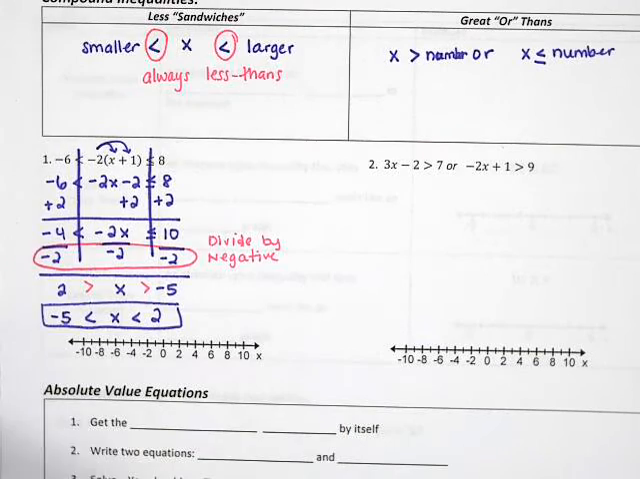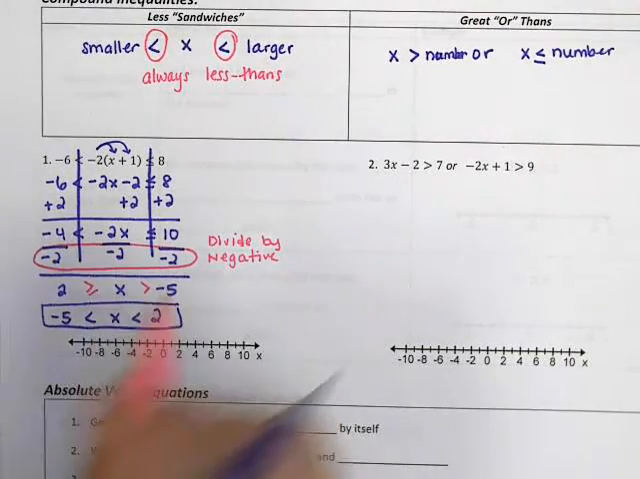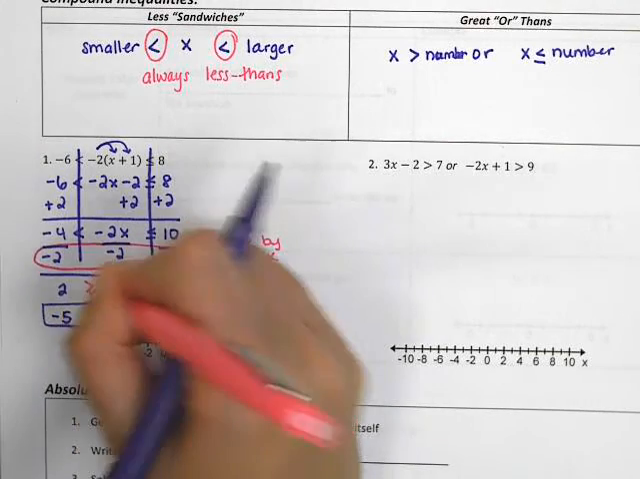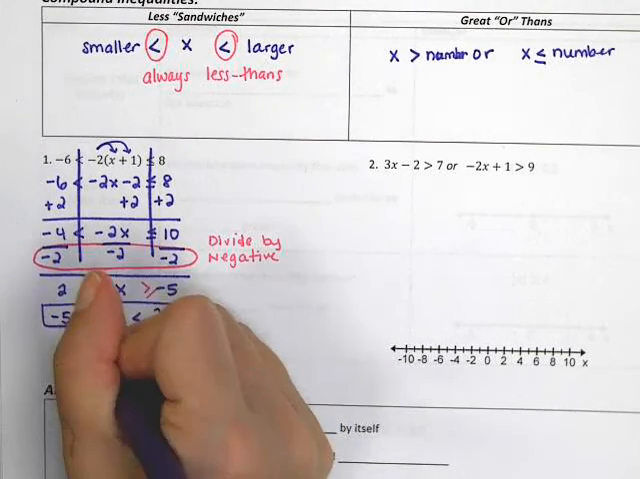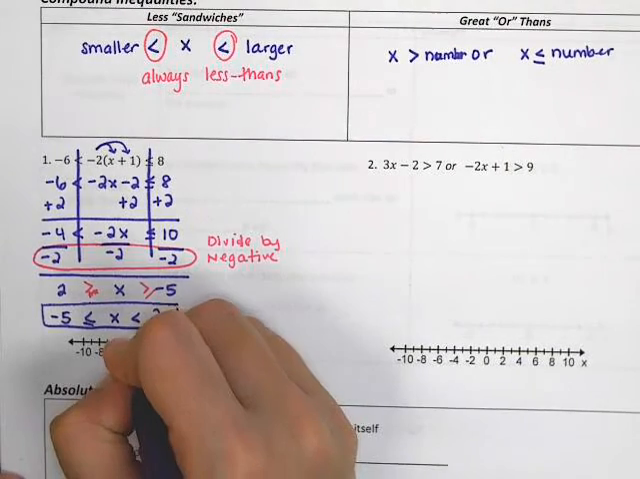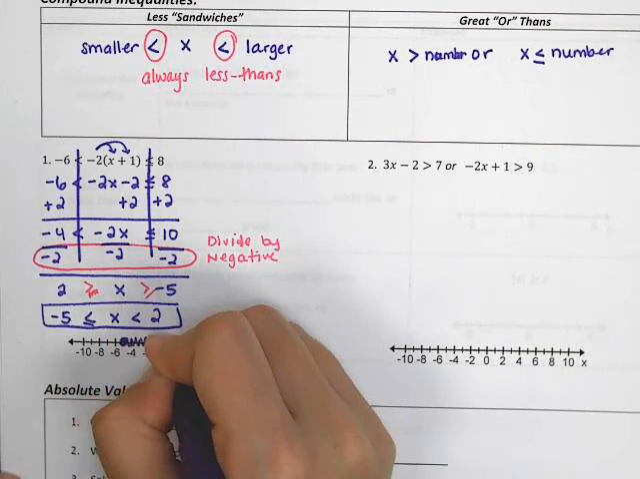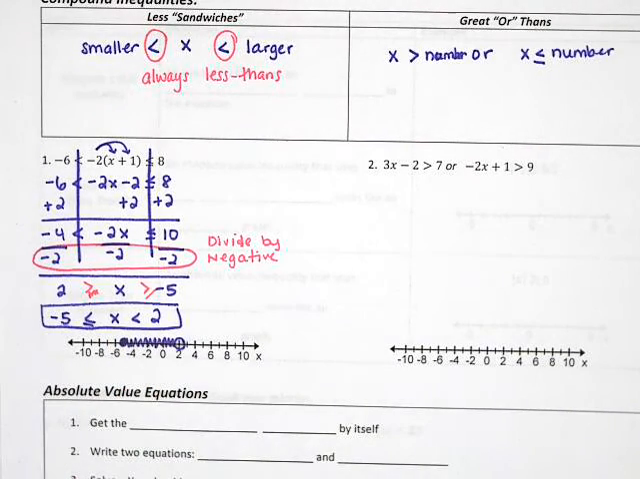Now on a graph, we would have, less than or equal to. What am I doing? Oh, not there. There we go. I can do this. Now, we would have a closed circle on the -5. We would have an open circle on the +2. And we would shade in between because it's a sandwich.